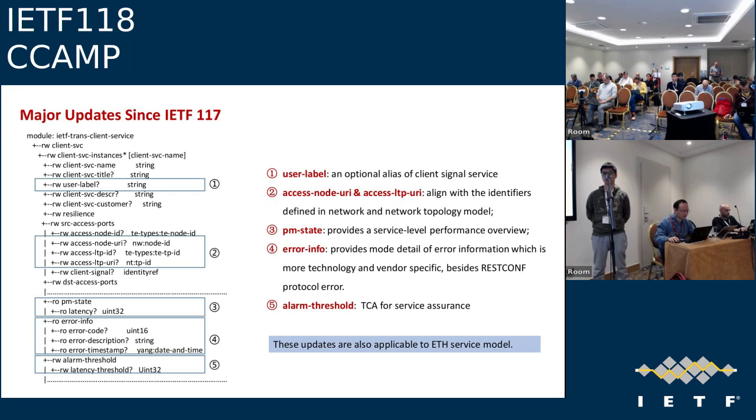The next extension is the PM state. Some operators want to provide service level performance to the users from an SLA perspective. We also extend the error info, which can be used to provide more vendor specific and technology specific error information while doing the service configuration. And the last extension is the alarm threshold. With this threshold, we can give a whole life cycle for the maintenance. For example, we can set the latency threshold for the service, and then we can recognize the service latency. If the service latency exceeds the threshold, an alarm will be raised to the upper system. All these five extensions are also applicable to the Ethernet service model.